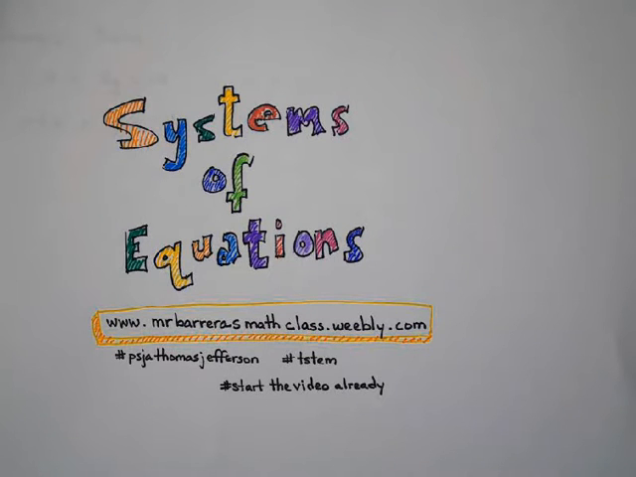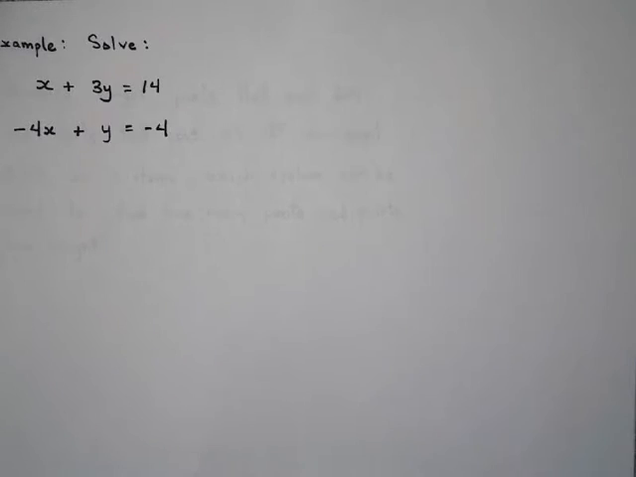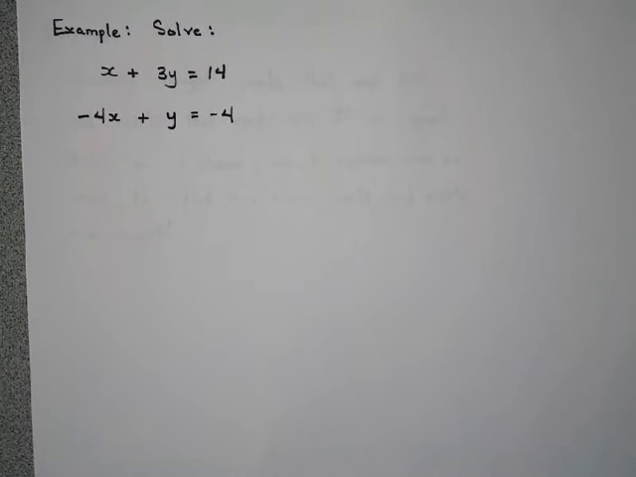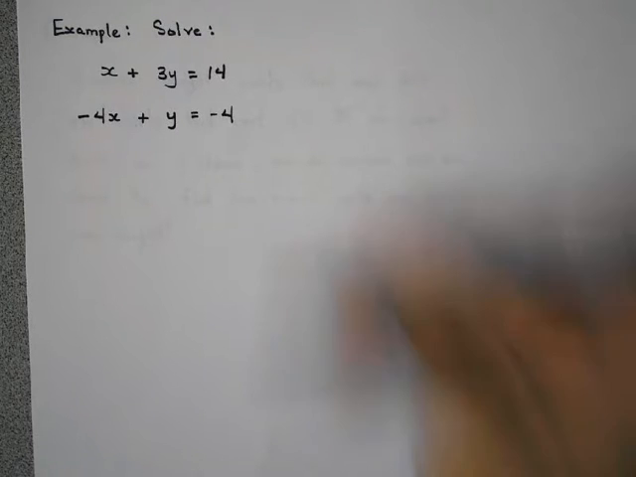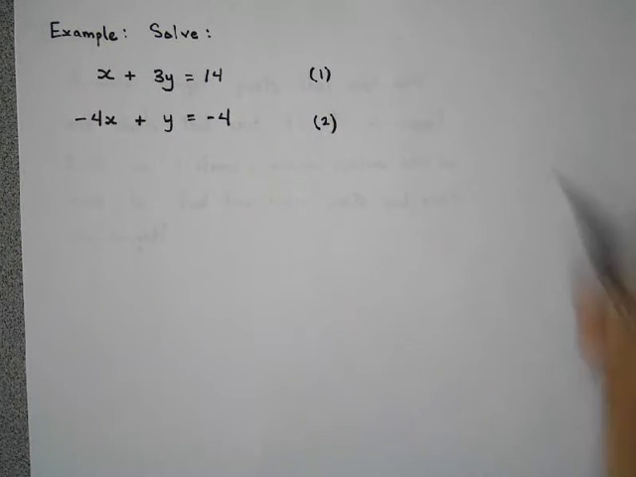Alright, so in this video we're going to continue to look at systems of equations, and we're going to jump into another example. So let's look at this one here. They want us to solve x plus 3y equals 14 and negative 4x plus y equals negative 4. So here we have two equations. Let me start by labeling them 1 and 2.